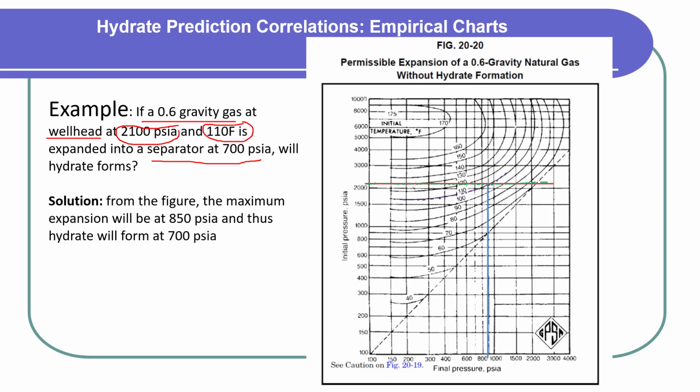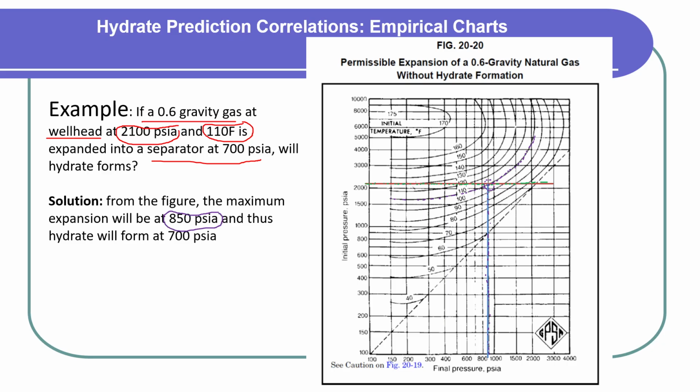You have to keep in mind that this is a slightly different chart. Here we are dealing with Fahrenheit in terms of temperature, and the pressure is psi, not kilopascal, similar to the previous one. So we're going to take the intersection. Now I have the initial condition, which is 2100 psi and 110 Fahrenheit. If I go vertically down all the way, I will find the pressure that I need to expand my gas to, and I found that it is approximately 850 psi.